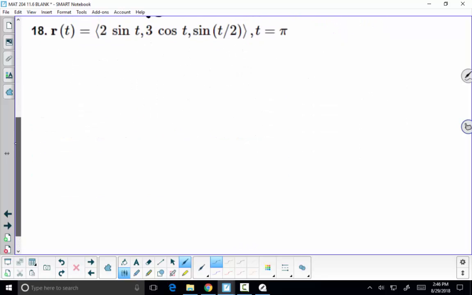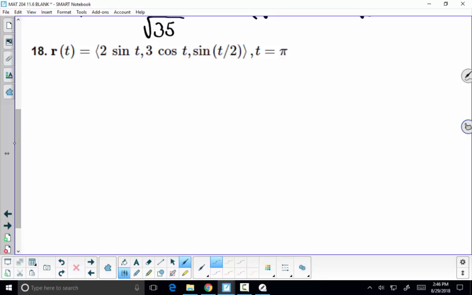Okay, so let's do this one. Why don't you guys do this one? This one's not super complicated. So figure out the tangent vector at pi.